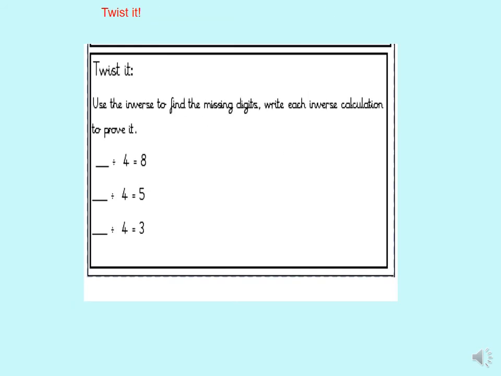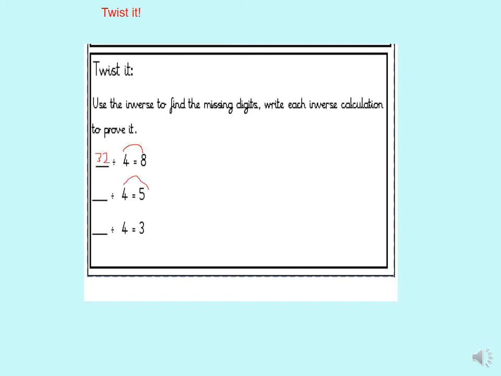The twist is, we're going to be using the inverse. So think back to the start of the week. The inverse is the opposite. So something divided by 4 equals 8. Think about what you know. What is 8 times 4, or 4 times 8? 4 times 8 is 32. So 32 would go here. 32 divided by 4 equals 8. So then have a go at these two.